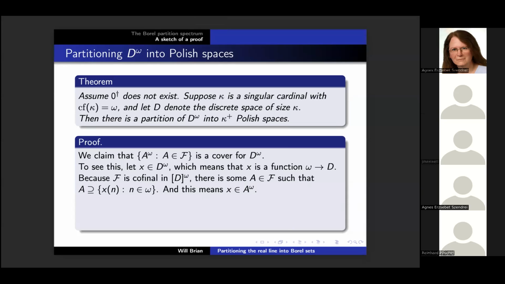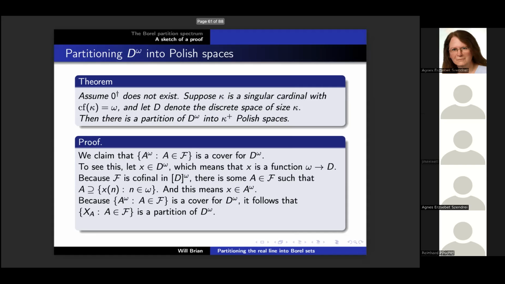It gives me countably many points of D. And because F was cofinal in [D]^ω, something in my family must contain that countable set. But if A contains that countable set, then X itself is in A^ω. So that's it. That means that these A^ω's form a cover of D^ω.